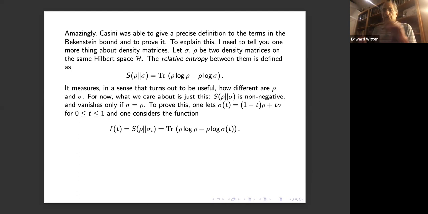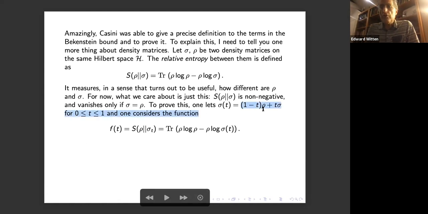So a density matrix is a positive Hermitian matrix of trace 1, and the space of such matrices is convex. You can take linear combinations with positive coefficients that add up to 1, and you'll still have a density matrix. So in particular, let T be a real number between 0 and 1, and let sigma of T be a linear combination of rho and sigma with coefficients that add to 1. So sigma of T, or as I abbreviated here, sigma sub T, is a density matrix because it's a Hermitian matrix that's positive and its trace is 1. So therefore, we can consider the relative entropy between rho and sigma T by this formula.